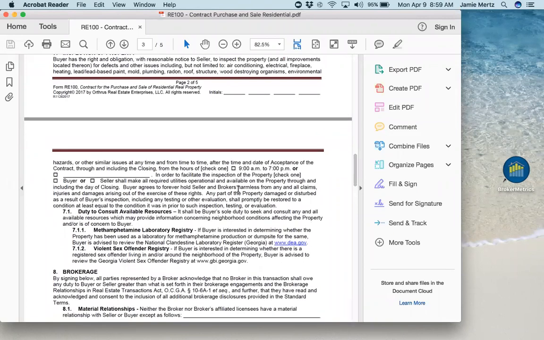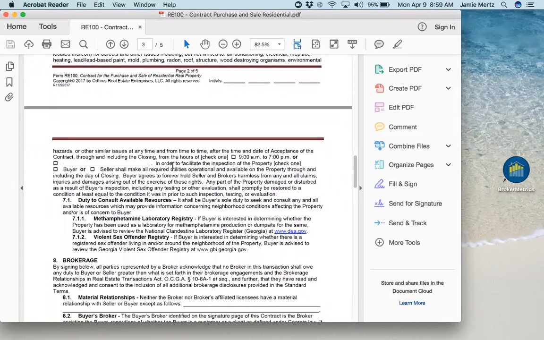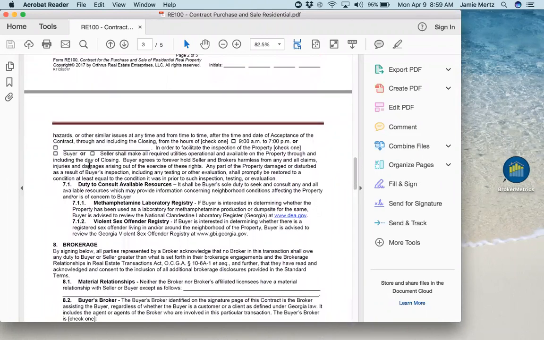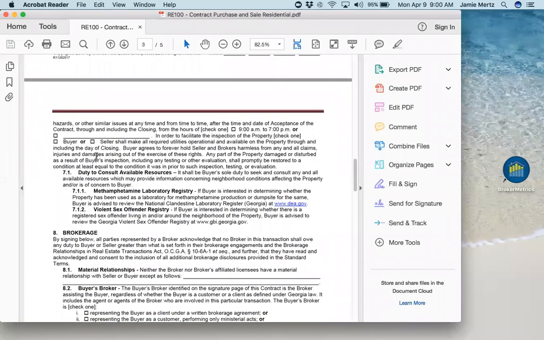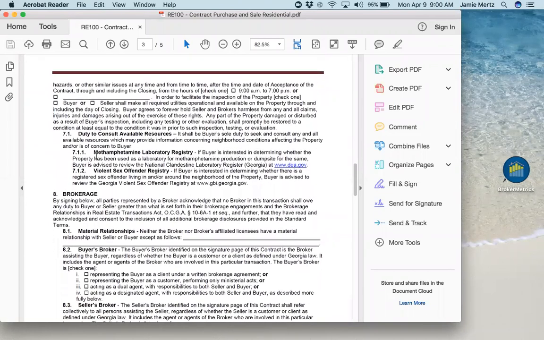You'll go on down, and it'll say further down in that paragraph, in order to facilitate the inspection of the property, somebody needs to make all required utilities operational. You're going to default back to checking that box that says seller shall make all required utilities. In the event the property is a foreclosure or an REO, the buyer might be required to, but 90% of the time you're going to have a seller doing those items. Please make sure that you have that box checked.